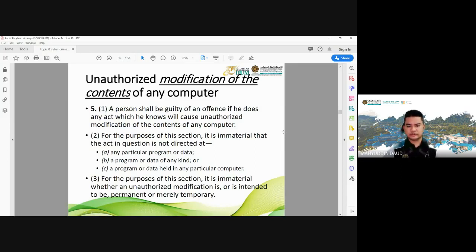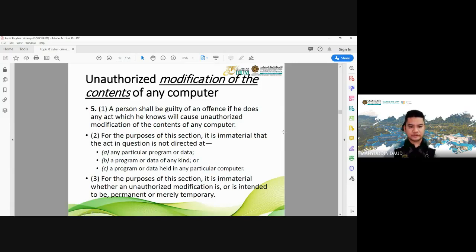So for the purpose of this section, it is immaterial that the act in question is not directed at any particular program, data, or any kind. Maknanya it does not matter if the unauthorized modification is intended to be permanent or merely temporary. So sometimes people access, dia tukar sekejap je, nanti dia tukar balik, betul lah. Doesn't matter. As long as you modify the content and you have no authority to do so, then this is an offence under Section 5.